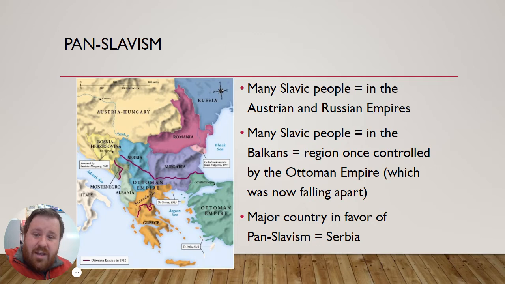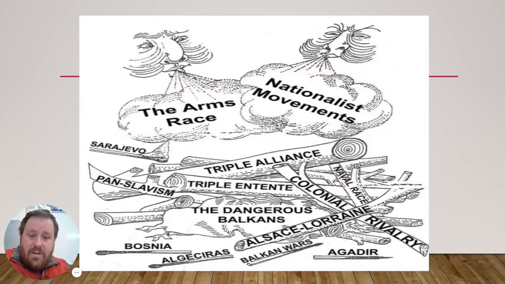So Serbia had a lot of Slavs there, and they wanted to join to become more powerful with these other majority Slavic nations. So you've got all of these different factors here. You've got an arms race. Remember militarism, they're building their militaries higher and higher. You've got the nationalist movements going on. You've got Pan-Slavism and the Triple Alliance, the Triple Entente.